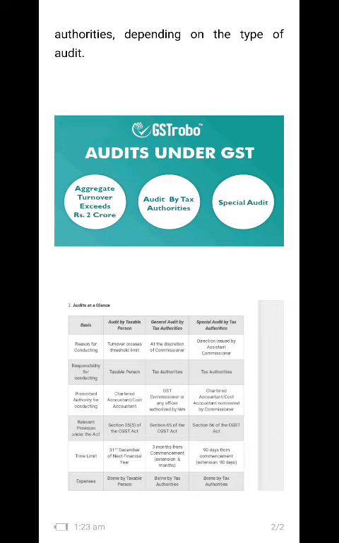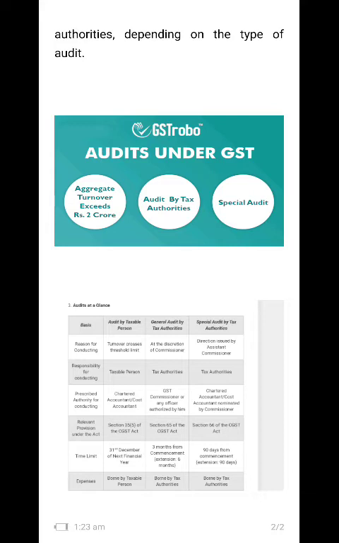So, the first one, reason for conducting. The audit by taxable person will be conducted when turnover crosses the threshold limit. In case of general audit by tax authorities, it is conducted at the discretion of the commissioner. And the special audit by tax authorities is conducted as per the direction issued by the assistant commissioner.